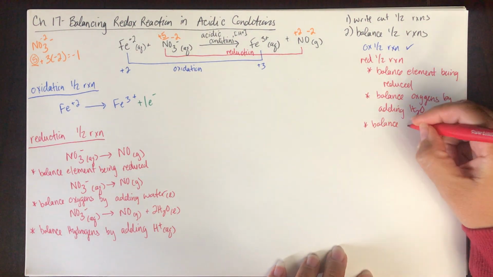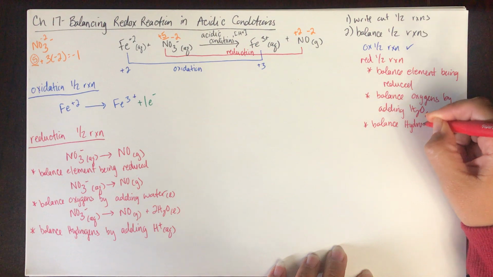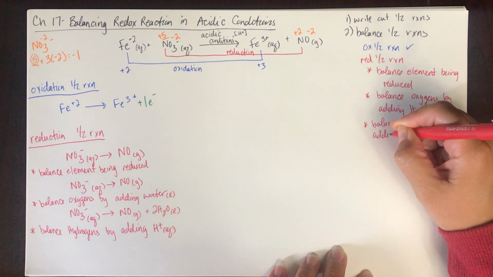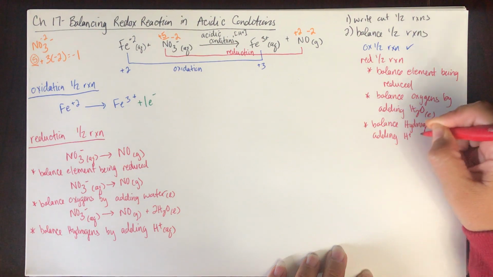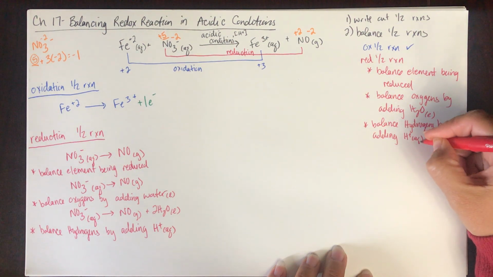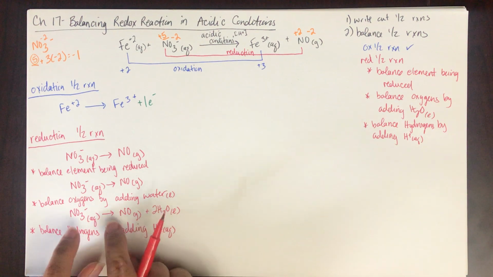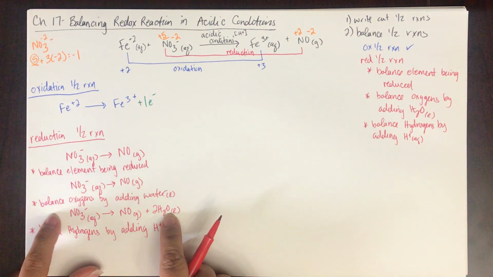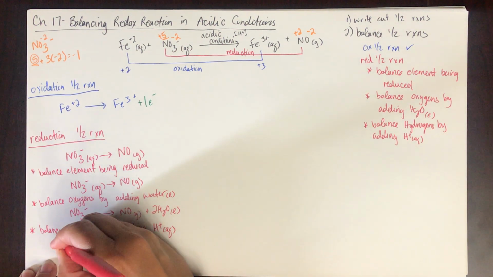Balance hydrogens by adding hydrogen ions. So this side has 0 hydrogen ions. This side has 4 hydrogen ions, so I must need to add 4 hydrogen ions to the reactant side.